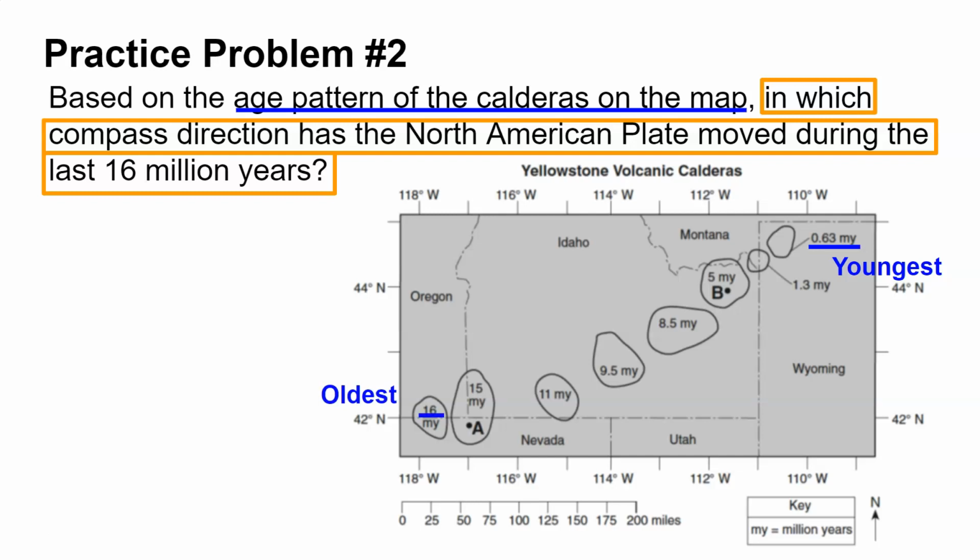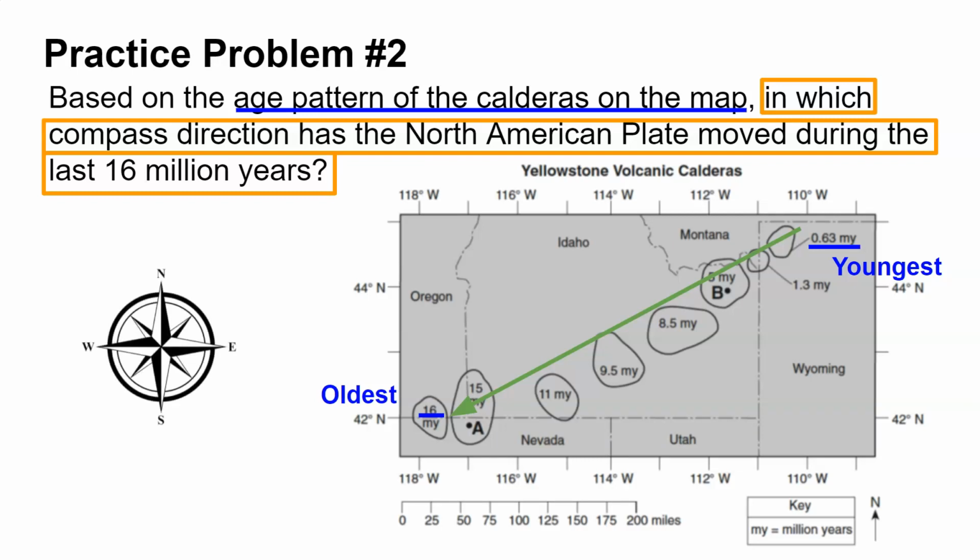So now we just draw an arrow from the youngest feature towards the oldest feature. And that will give us the direction of plate motion. So we compare this to the north arrow, where you can draw yourself a nice compass rose. And this arrow would go in between south and west, indicating that the North American plate has moved towards the southwest over the past 16 million years.